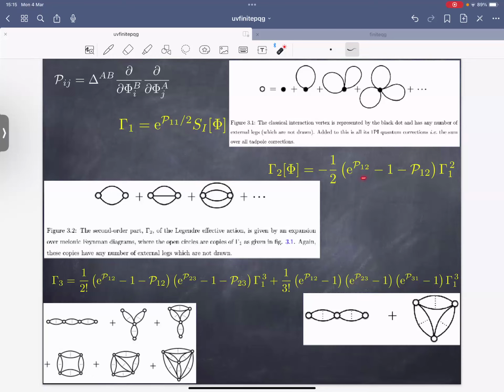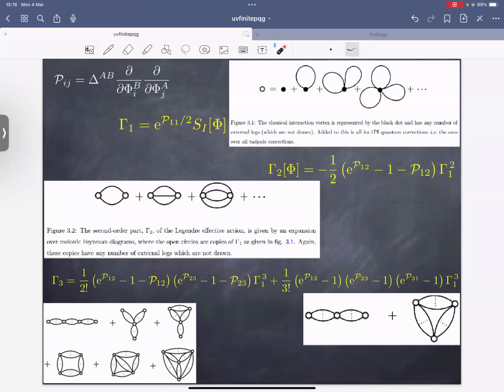And one way that you can attach propagators in all possible ways is just to keep adding tadpole corrections to these vertices. And what that does is it turns this classical action vertex into gamma 1, the first order piece. So that's why, in fact, gamma 1 appears here and not S. That just subsumes all of these tadpole corrections to these vertices. And then you're just left with the possibility of attaching one vertex to another via any number of propagators, and that's this Malonic expansion.